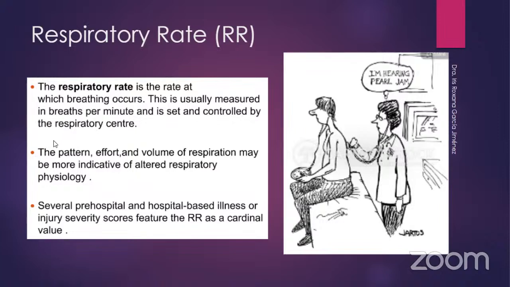Again, it's usually controlled by the respiratory center. During this evaluation, we take into account the pattern, effort, and volume of respiration. These values are indicative of altered respiratory physiology. You remember in the third presentation, I sent you some slides with different respiration patterns. So consider this information, contrast these values, and practice to catch the vocabulary, okay?